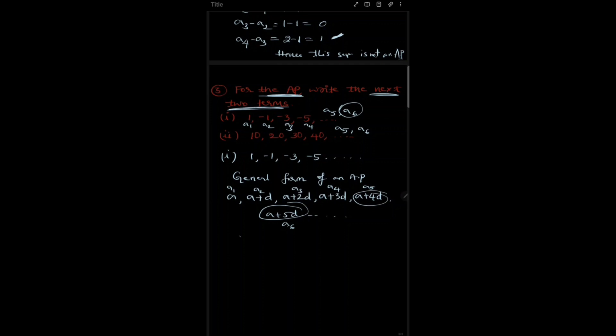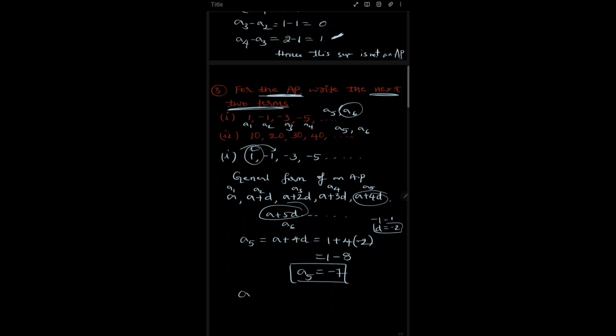So write down here, A5 is equal to A plus 4D. We know the first term, right? The first term is 1, plus 4 into the common difference D. To find D, subtract any two consecutive numbers. Here I can subtract, minus 1, minus 1, minus 1, I get minus 2 as the common difference. Therefore minus 2, write it here. So 1 plus 4 into minus 2: 4 2s are 8, so 1 minus 8 is minus 7. Therefore the A5th term is minus 7.